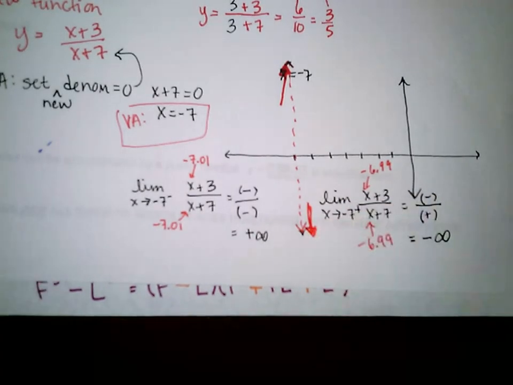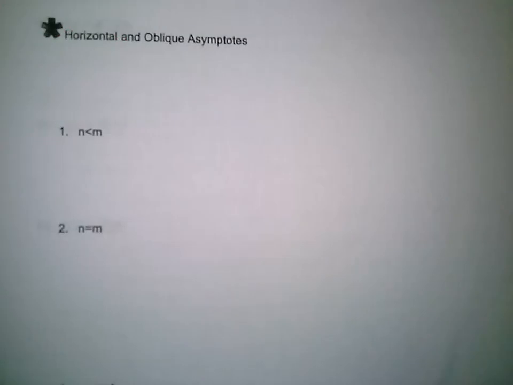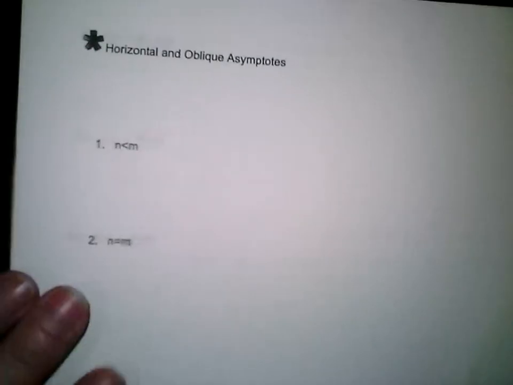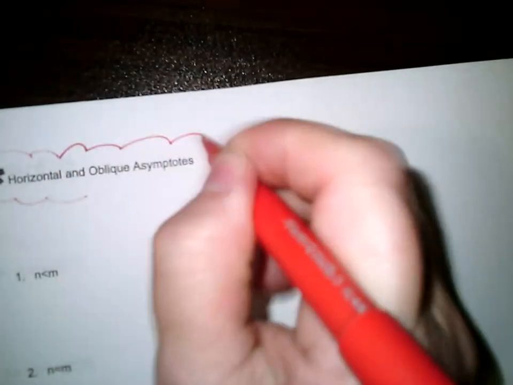These arrows and stuff that we're drawing are going to make more sense when we start putting them all together to actually draw a rational function. But for now, we're just doing the bits and pieces. So the next little piece we're going to talk about is horizontal and oblique asymptotes. Now, these are going to help with end behavior.